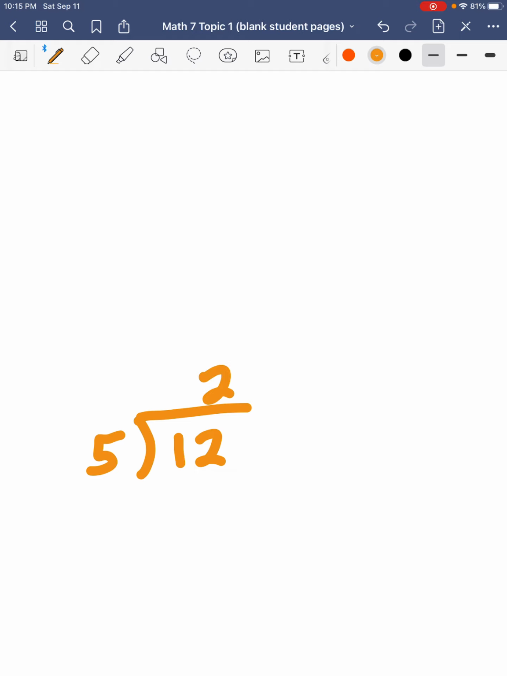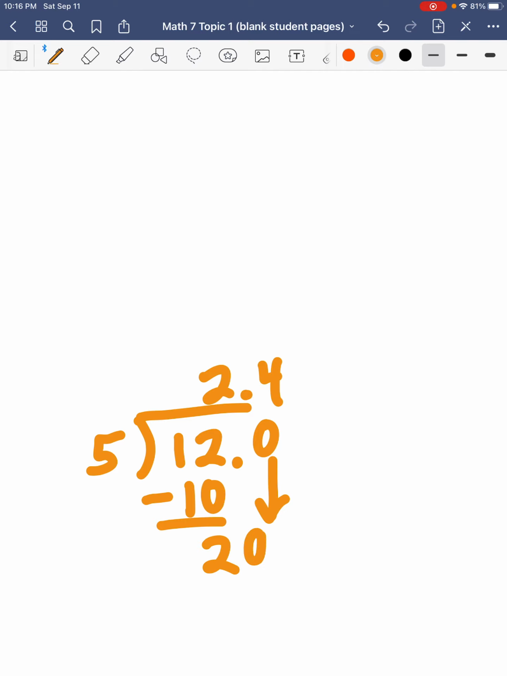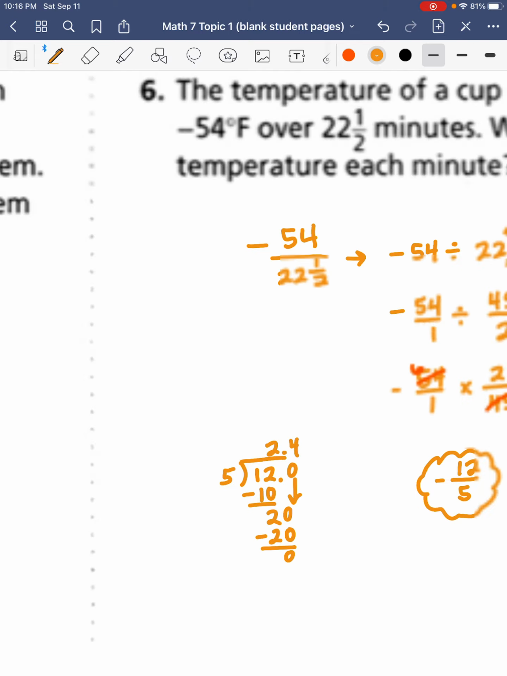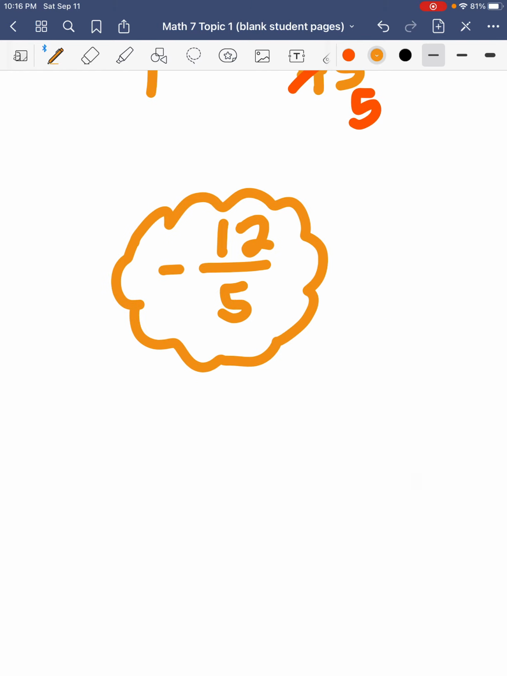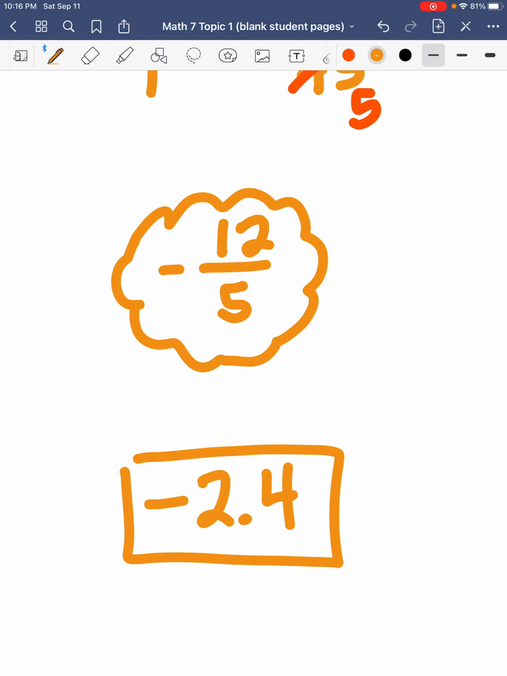5 goes into 12 2 times. 5 times 2 is 10. When I subtract, I get a 2. So I'm going to add a decimal and a 0 and continue. So 5 goes into 20 4 times. 4 times 5 is 20. So there is no remainder, and this decimal terminates. So 2.4, or negative 2.4, is the change in temperature each minute. And if you had written it as a mixed number, you would have had negative 2 and 2/5.